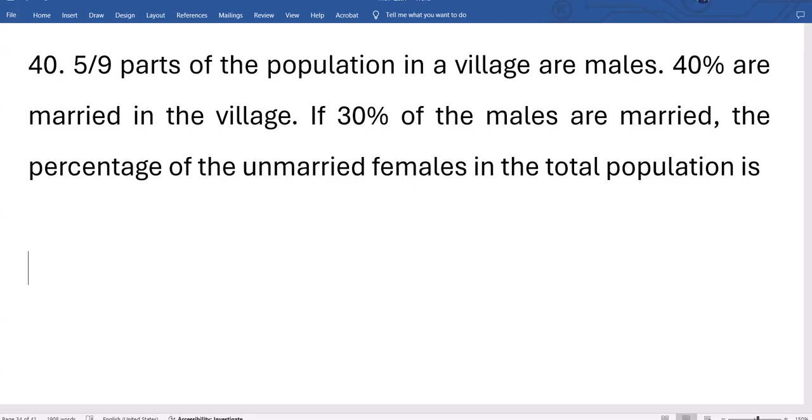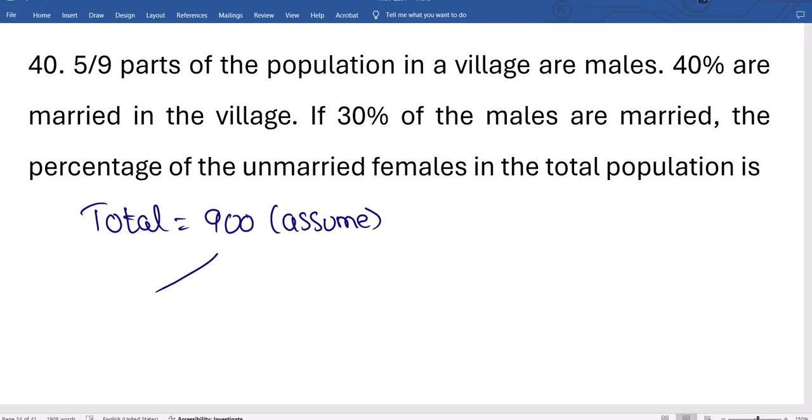They said 5 by 9 parts, which is giving a clue. You just try to assume. Yes, we have to assume some value, but preferably assume a multiple of 9, like 900. Why, sir? Because of 5 by 9, I have to divide by 9. You take 90 or 900 or 9000 or 9 lakh. Assume total is equal to 900. Right. 5 by 9th are male means 500 are males. Remaining 400 are females.